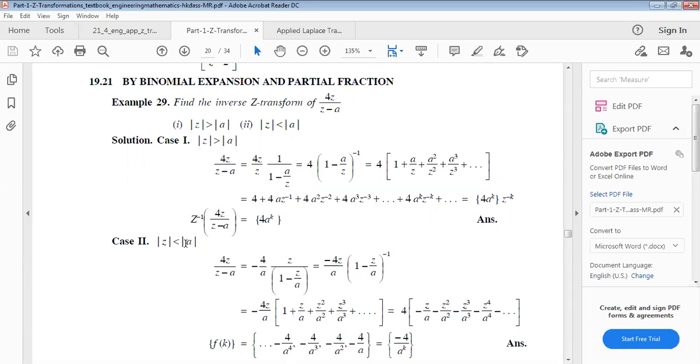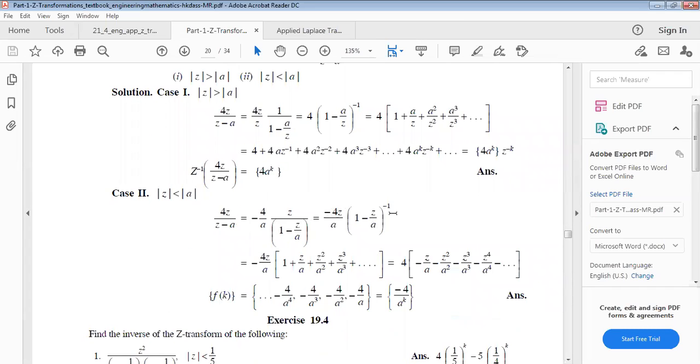But if z is less than a, then we have to take a common. If z is greater, we take z common, but if a is greater, then we have to take a common. Taking a common, but there is a minus a, so we have to take minus a common. Then we get 1 minus z by a. So this can be written like this. This is also a polynomial.